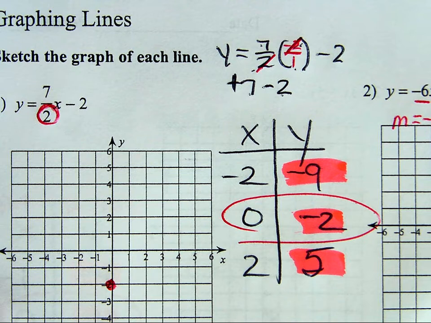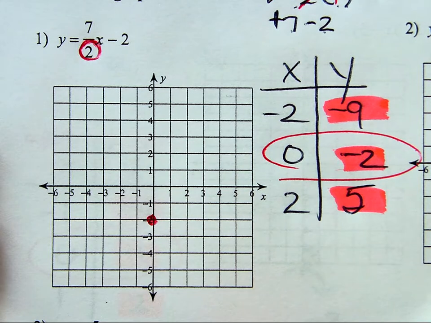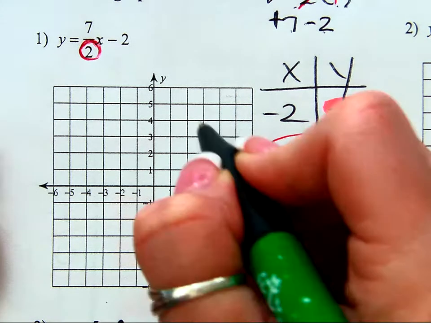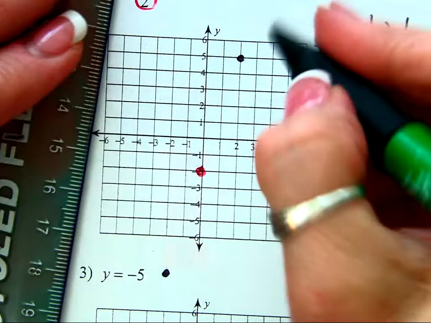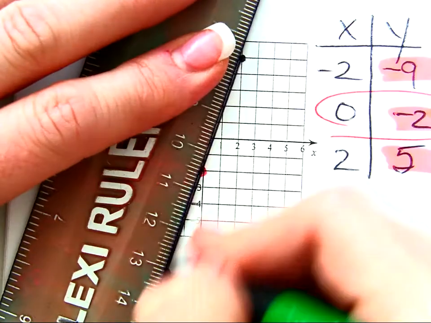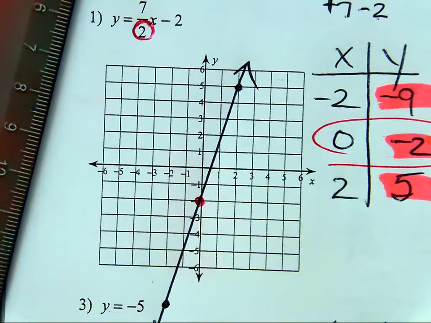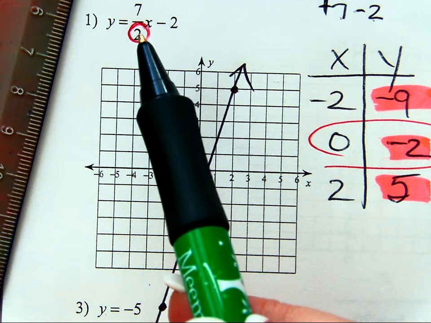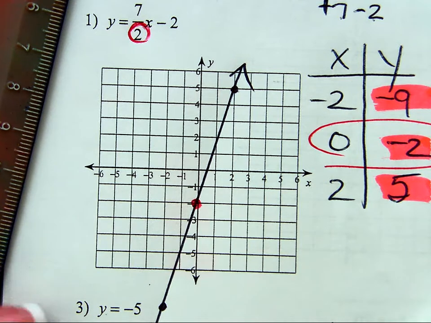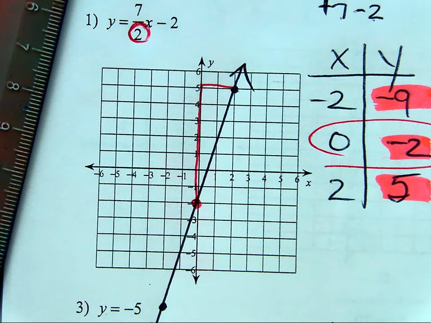Goes a little bit off the graph, negative 2, negative 9, positive 2, positive 5. Looking good if we connect it. Let's use our knowledge from 4-1 to check it. What's the slope of this line? Rise 7, run 2. Is that good? 1, 2, 3, 4, 5, 6, 7. Run 2. We're good. Okay?